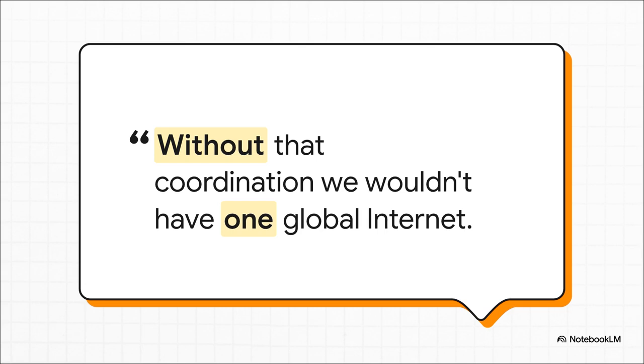And this brilliantly illustrates a quote from ICANN themselves. They said, "Without that coordination, we wouldn't have one global Internet." And they hit the nail on the head. If different regions started using identical IP addresses or overlapping naming systems, the Internet would just fracture into isolated, completely incompatible islands. It's really this specific, careful global agreement that makes universal connectivity even possible.